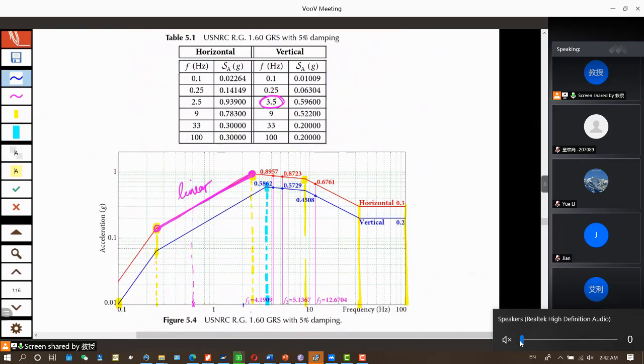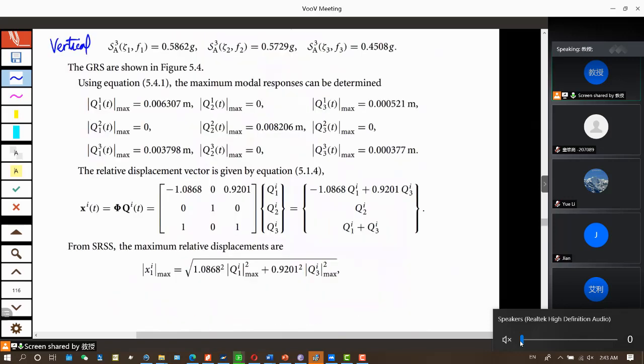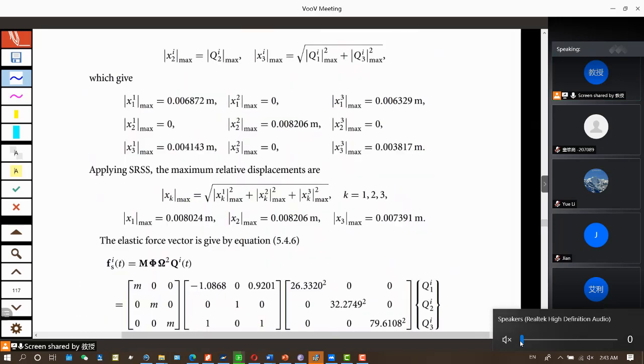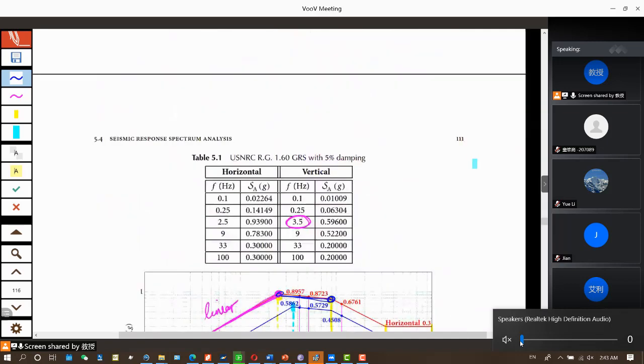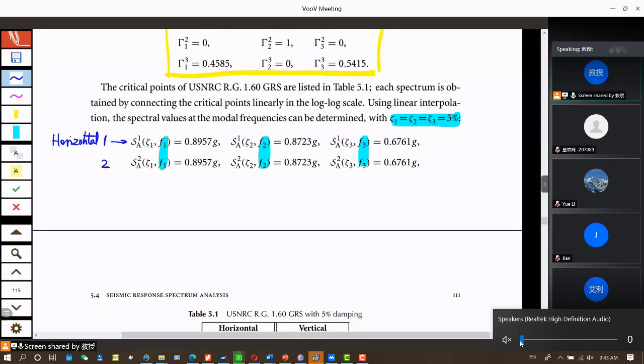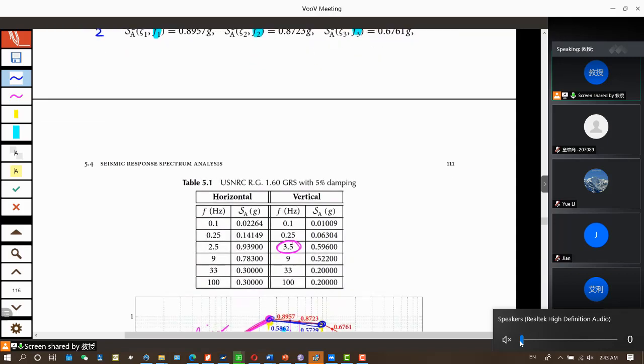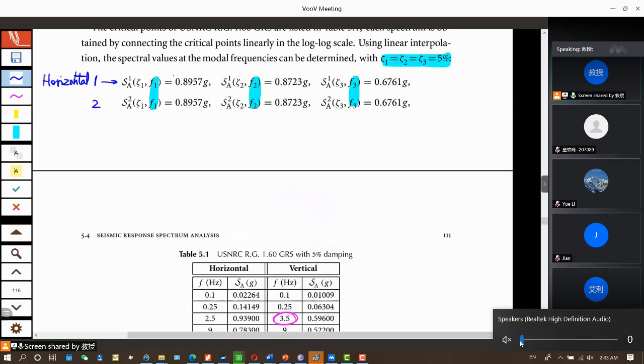Okay, so we find the spectral acceleration values at the three frequencies. For horizontal, 1 and 2 are the same. Vertical is different, so you have to use the blue curve to evaluate. Make sure that when you evaluate, your PGA is anchored at the right value. PGA horizontal is 0.3G, and the PGA vertical is 0.2G.